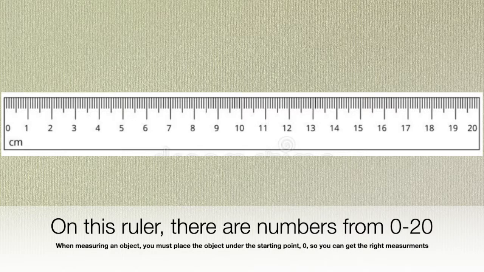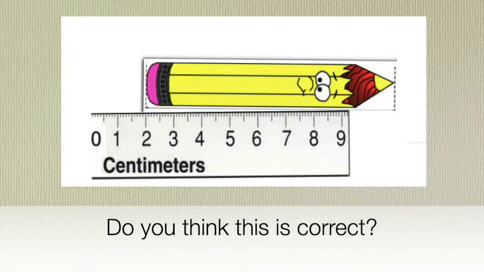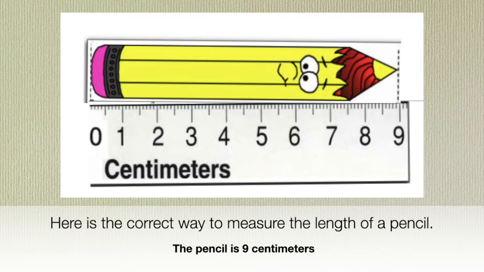When measuring an object, you must place the object under the starting point, 0, so you can get the right measurements. Do you think this is correct? You're right, it's not correct because the pencil started at 2 and not 0. Here is the correct way to measure the length of a pencil. You place the edge of the pencil at the start of the ruler. The pencil started at 0 and landed on 9, so this pencil is 9 centimeters.